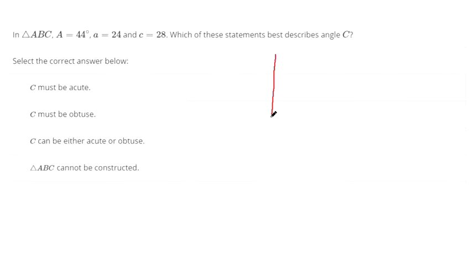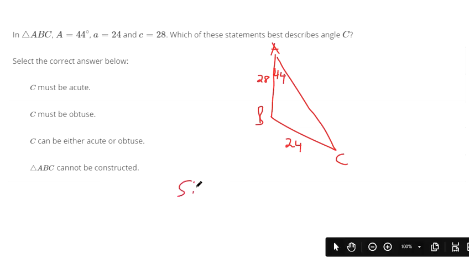So let's draw what we've got here. Got angles A, B, and C, just throwing them in there. They don't necessarily have to look perfect. 44 degrees, and the corresponding side to capital A is 24. We don't know what C is, but we know that this is 28. So we have an angle and its corresponding side. That means the law of sines is going to help us out.